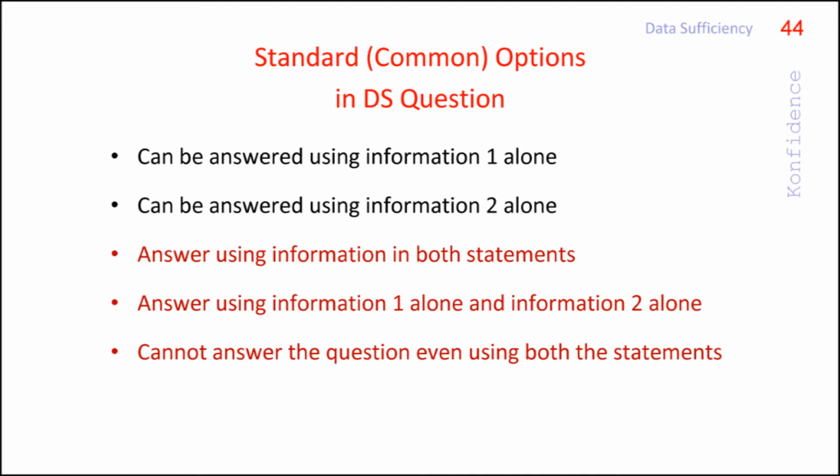Depending on which one of these conditions is satisfied, the option number will be marked as the answer in the answer sheet. So, if the option answer using information 1 alone is correct, then the option corresponding to that condition will be marked as the answer in the answer sheet. These are the possible conditions. These conditions can be jumbled in various ways into options A, B, C, D, E or 1, 2, 3, 4, 5 as per the exam setter's choice.